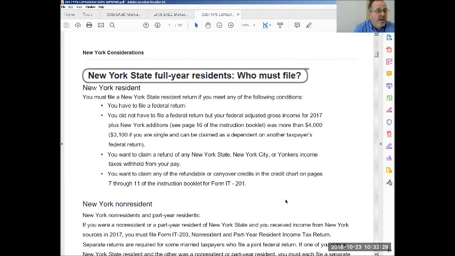63, yeah, give or take. But on the state, it's about half of that. So this is where we see a lot of dependents on their parents' return. When they get done at the end of the year, they owe money on the state side, all right? Just because the standard deduction is so low for a dependent.